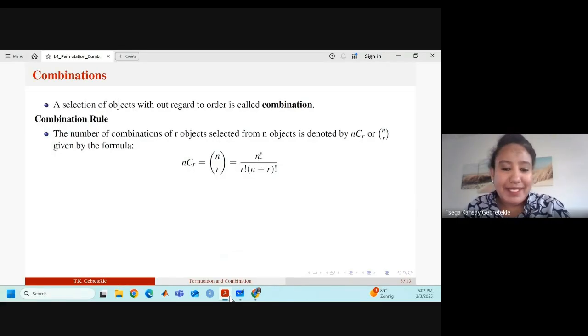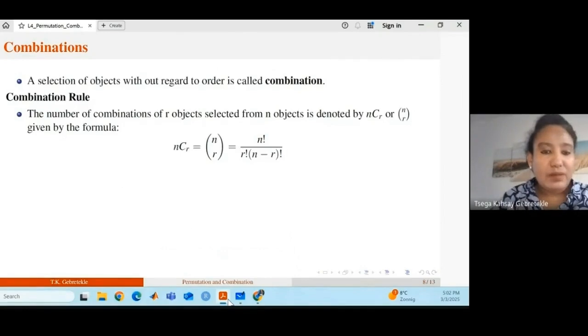Now let's discuss combination. Combination is a selection of objects without regard to order. So we don't care which comes first. As long as A and B are selected, we don't care if A is first and B is next, or B is first and A is next. And the formula for that is this one.